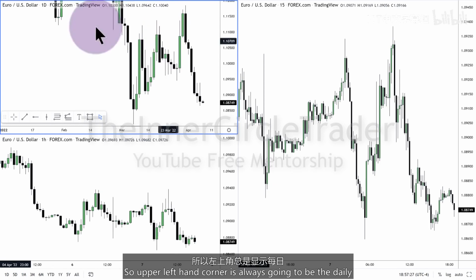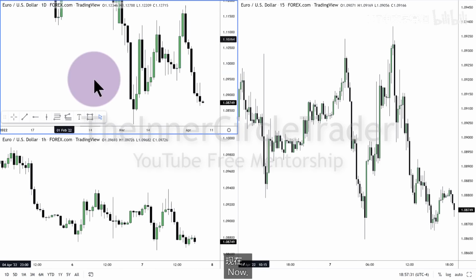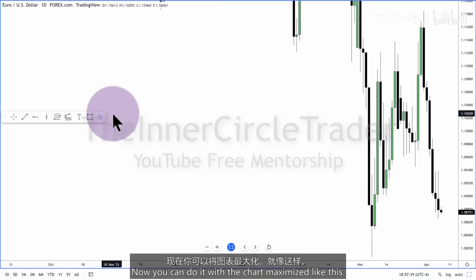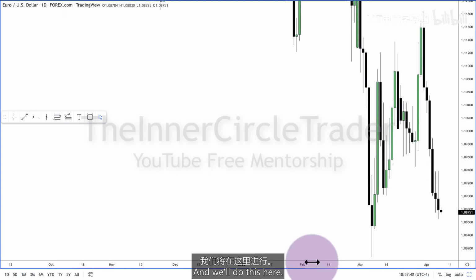All right, so the upper left-hand corner is always going to be the daily chart. As you can see here, daily. Now, if you're looking for bias, you're going to start your analysis here. Now, you can do it with the chart maximized like this. Start working with it, doing all of the business that you would expect to have on your chart. And we'll do this here.